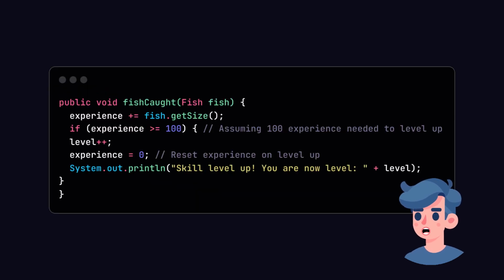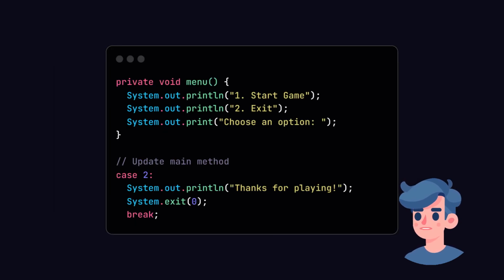Let's now implement leveling logic within the skill class so that when a player earns enough experience from catching fish, their skill level increases. Finally, we can add user interaction prompts, as well as an option for quitting the game. Let's update our menu in the playGame method to allow users to quit or to decide how many attempts they'd like to play.